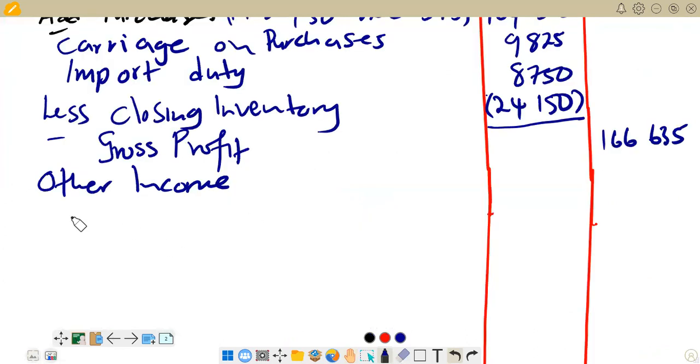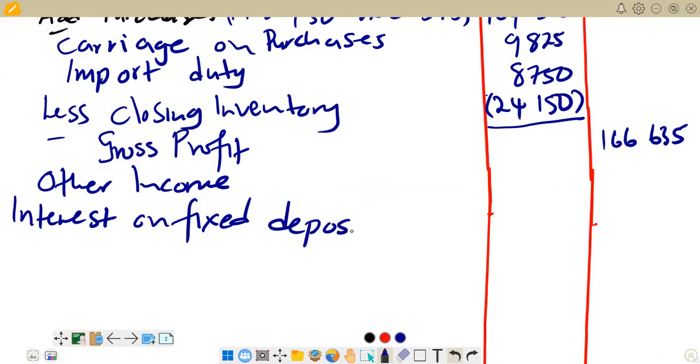And then now we're going to start with interest on fixed deposit, which is going to be 14,500. Then we subtract the 1,750. So when you calculate that one, we are supposed to get 12,750.